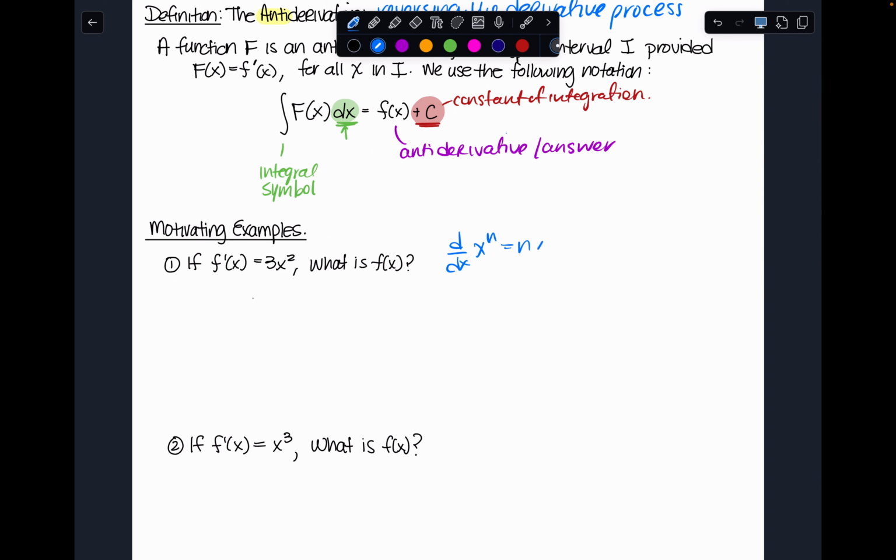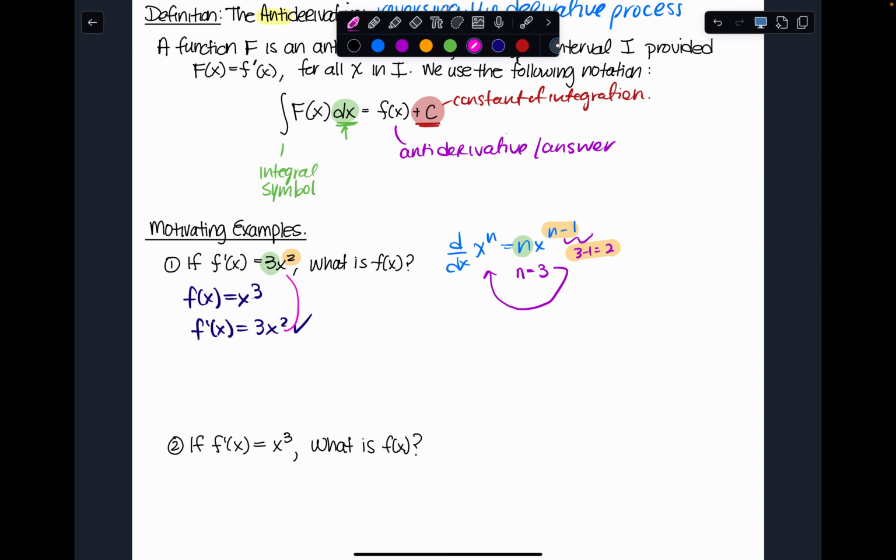While many of you remember the power rule, d dx of x to the n equals nx to the n minus 1. Well, here I have a 3 as the n in the position of the answer to the derivative, and then I have n minus 1 in the exponent as well. So if n equals 3, n minus 1 is 3 minus 1, which is 2, which is what we see there in orange, meaning that the function f of x must be x cubed. Right, and we know f prime of x, the derivative of x cubed, is 3x squared, which is exactly what we have here. These two match.